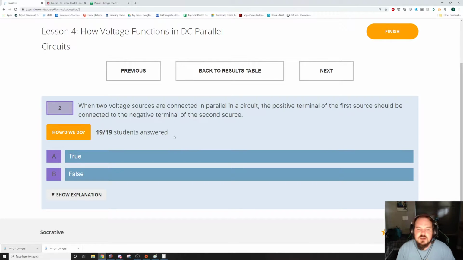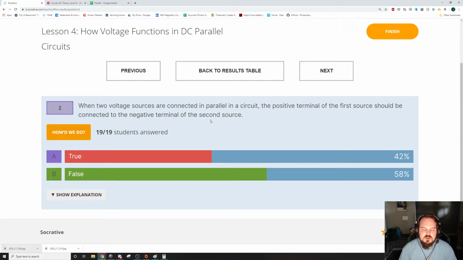When 2 voltage sources are connected in parallel in a circuit, the positive terminal of the first source should be connected to the negative terminal of the second source. Yeah, this one is false. This is when you're connecting batteries together. So if you were trying to jump a car off, you're going to connect the positive side to the positive side and the negative side to the negative side. That's hooking the batteries up in parallel and allowing the other battery to power the car and charge the battery a little bit.